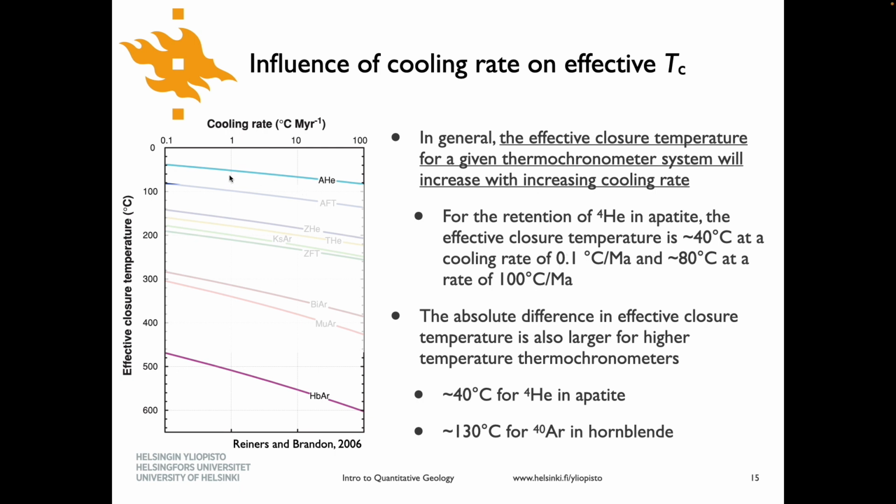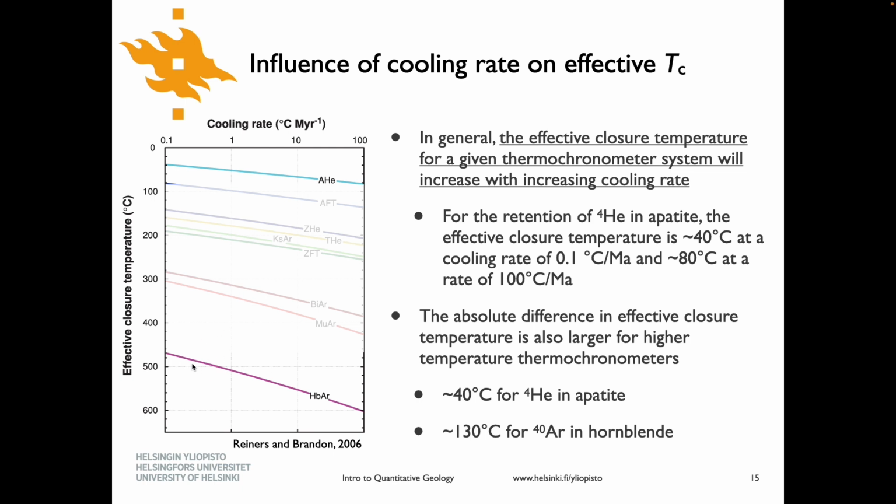So for instance, with apatite, if we're looking at the accumulation of helium in the crystal, you can see that at a slow cooling rate of 0.1 degrees C per million years, you'd have a closure temperature of around 40 degrees C, so quite a low temperature. If you look at the same system at a much faster cooling rate of 100 degrees C per million years, the closure temperature is about double, up to approximately 80 degrees C.